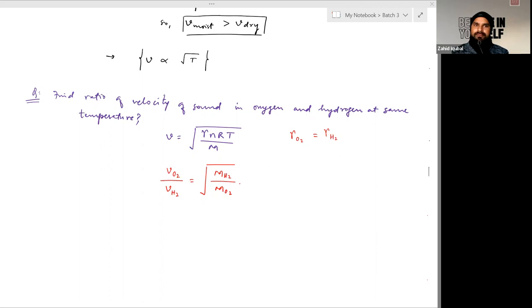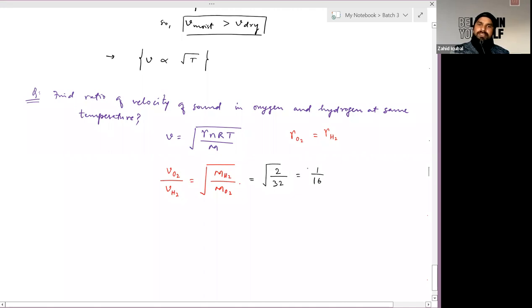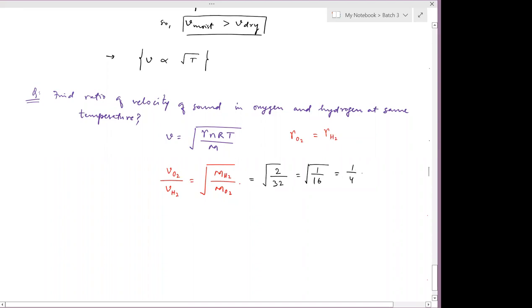Good, Atif. Mass of hydrogen is 2 and mass of oxygen molecule will be 32, root under. So it will be 1 by 16 root under, that is 1 by 4. Yusuf, is it clear? Yes, sir. Okay.